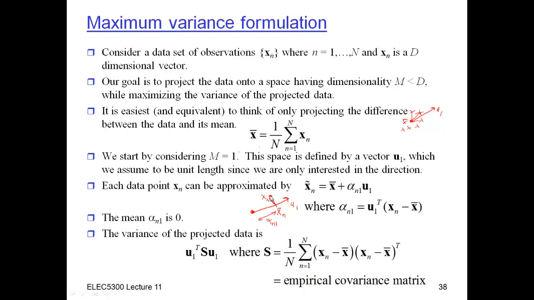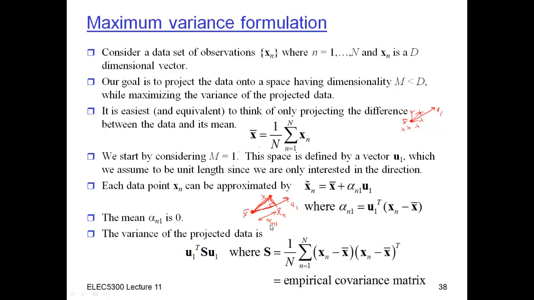Now, I want to find this one here where this is 90 degrees. All I'm going to do is take the dot product between this direction and this vector here, which is defined by xn minus x bar. So this vector here is this one here. And to find this distance alpha sub n1, I'm just going to take the dot product between u1 and this vector. So that's given by this equation right here.